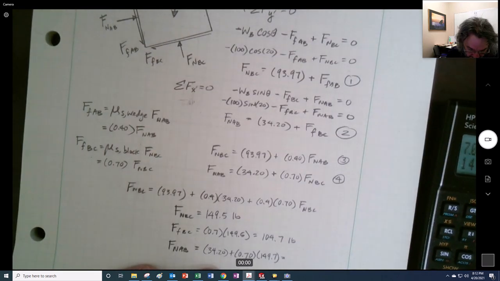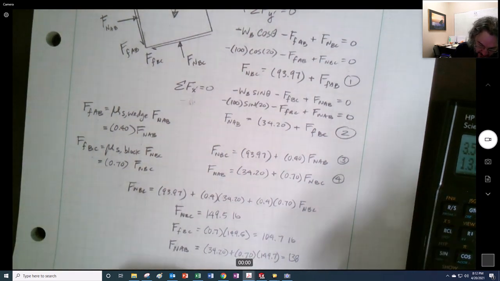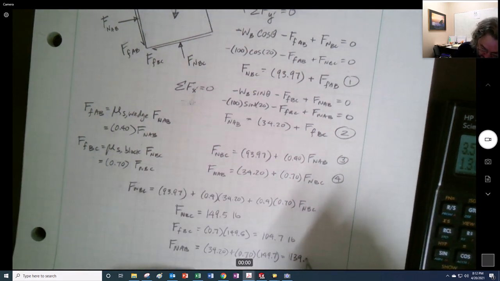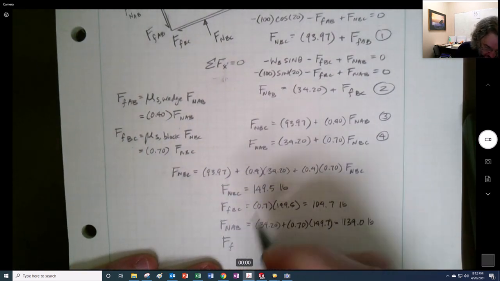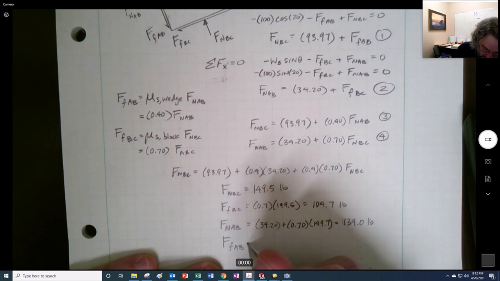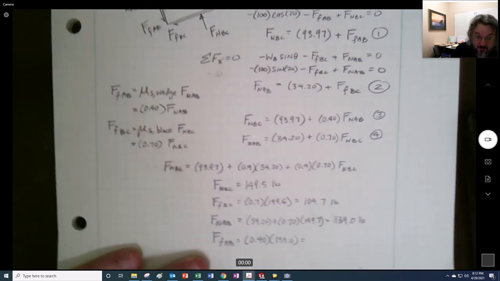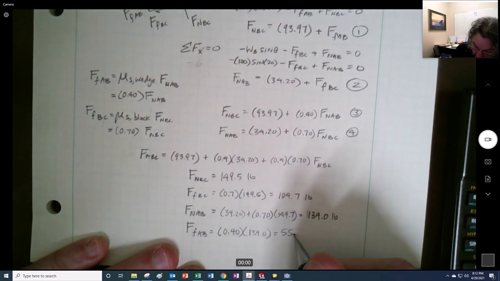So, yeah, times and plus, so I got 138. Oh, 0.99, so let's say 139. 139.0 pounds. And so my FFAB is going to be 0.4 times my 139.0, and I get 55.60 pounds. Okay.